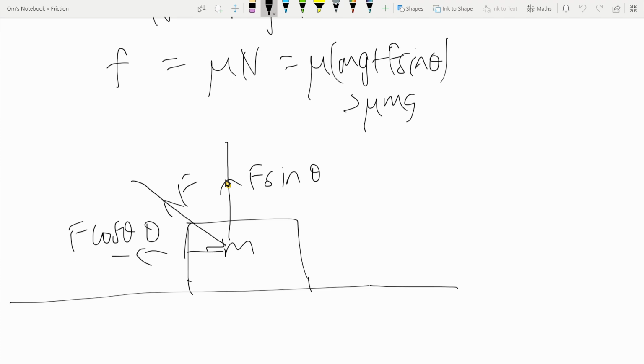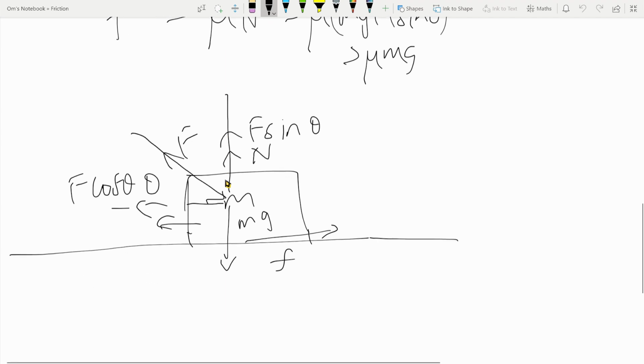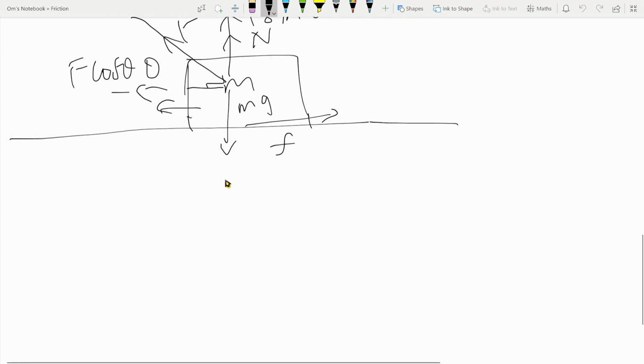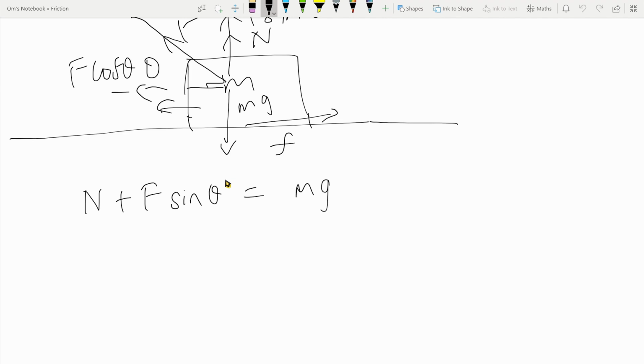Since the body is trying to be pulled in this direction, the frictional force actually acts in this direction. But that is not really relevant to our discussion over here. Also, the normal reaction is still acting upwards, and then we have the weight of the object mg. Now in this case as well, we can write an equation for the normal reaction using Newton's second law. So we have N plus F sin theta is equal to mg. So what we get is that N is equal to mg minus F sin theta.